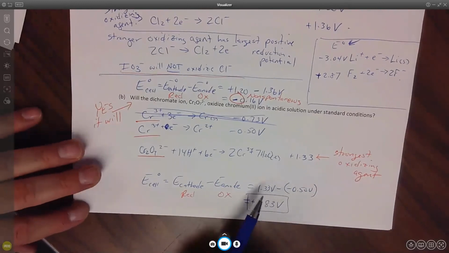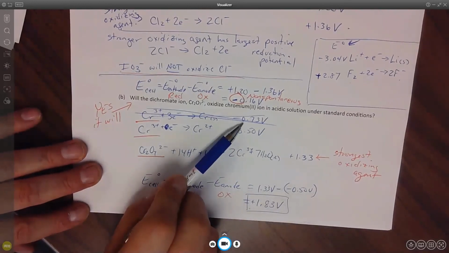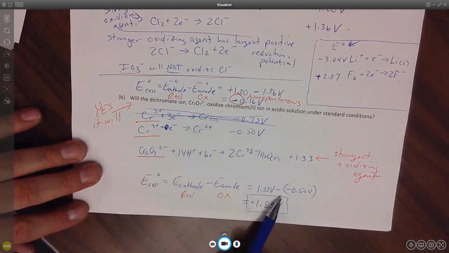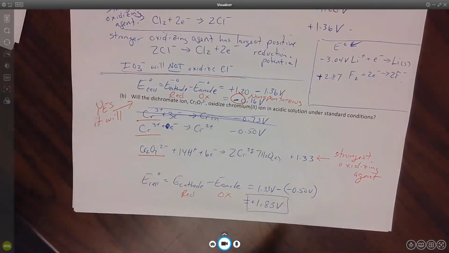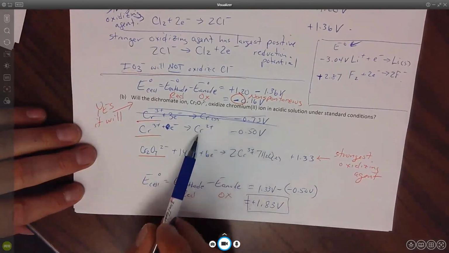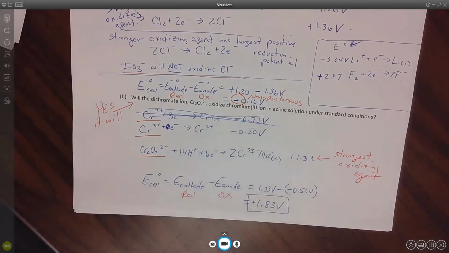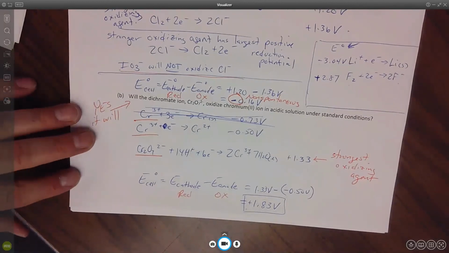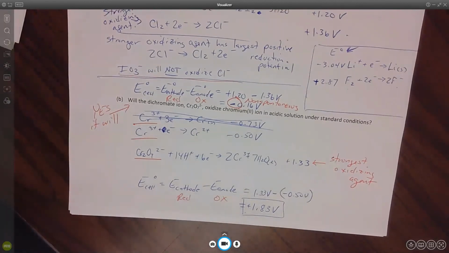And we could have seen that if we would have put in this value, the negative 0.73, it too would have said it was positive. So even if you're unsure which species, generally it doesn't matter. Okay, any questions with recognizing oxidizing and reducing agents?